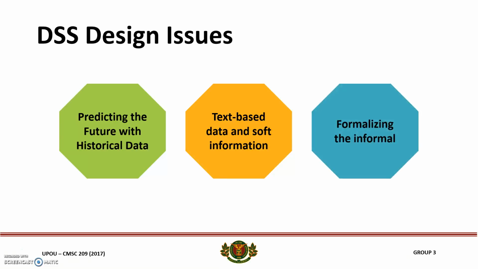And the last design issue is formalizing the informal. In an organization, personnel usually communicate at both formal and informal levels. Formal processes such as preparation of regular reports and procedure manuals, and informal processes such as unofficial changes to procedures and verbal information changes have an impact on decision making. Thus, DSS designers should include these factors within the computer-based system.